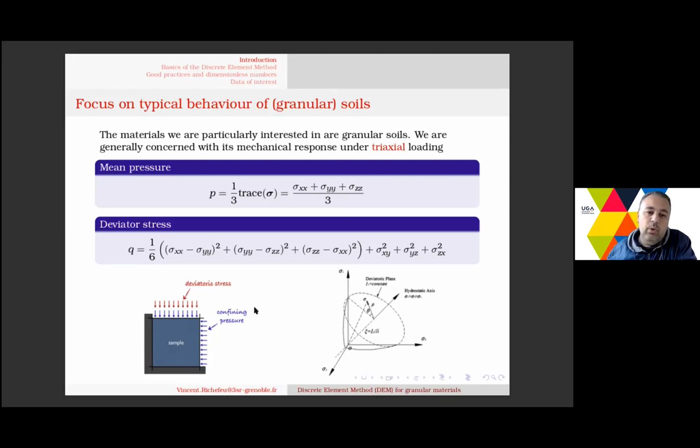But in practice, when we make a simulation in 2D in particular, we may consider that the pressure, the blue arrows here, is what we apply on the bottom of this rectangle.